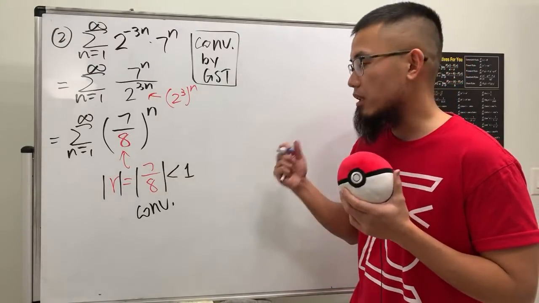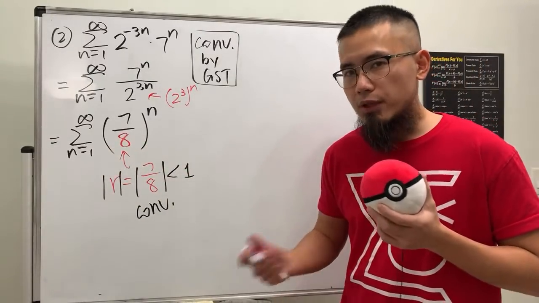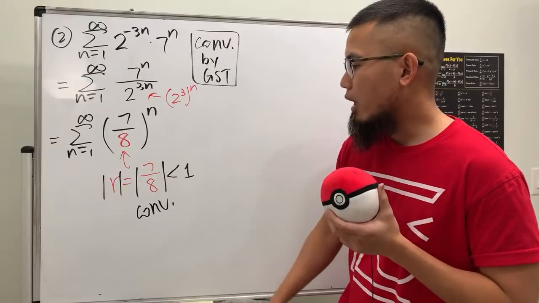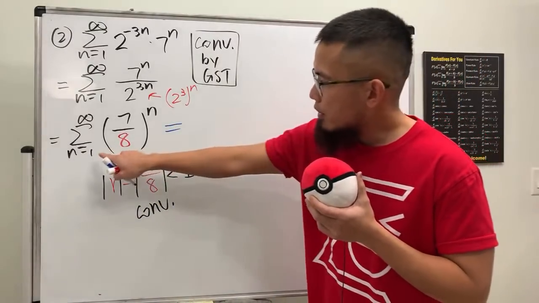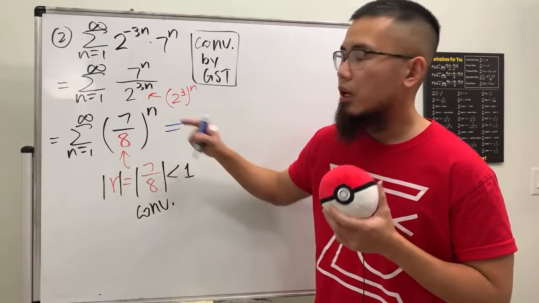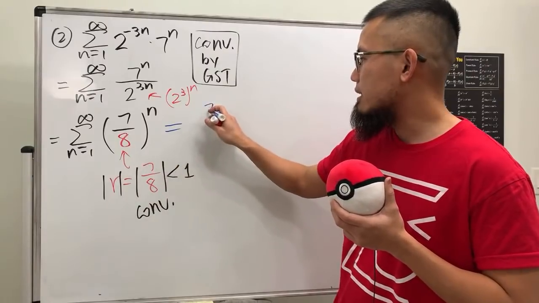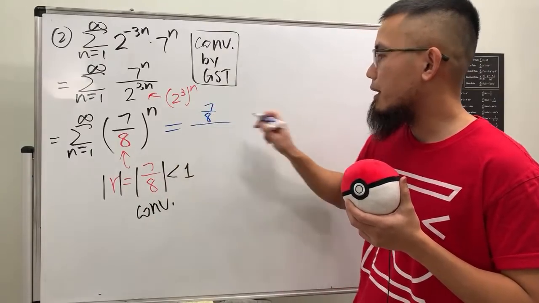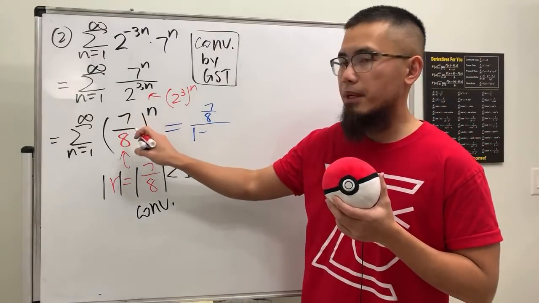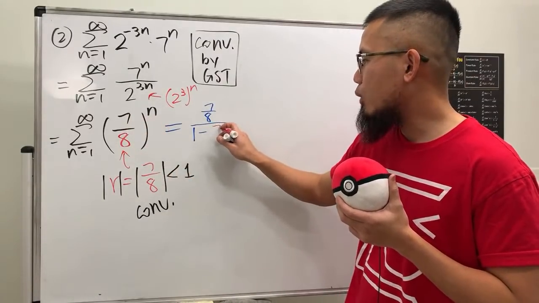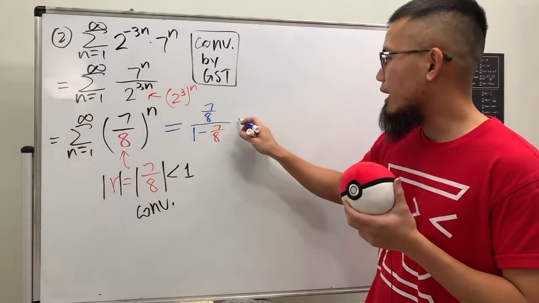But if the question is asking you to evaluate, that means you actually have to compute the value, if it converges. Because this right here converges, if the question is asking you to give the value, then all we have to do is the following. First, you put 1 in here because you have to get the first term, and we get 7/8. This right here is the first term. And then you divide it by 1 minus the common ratio, which is also 7/8.